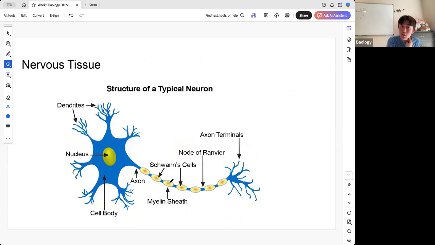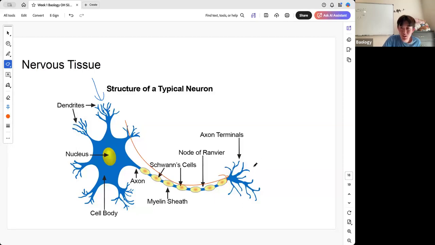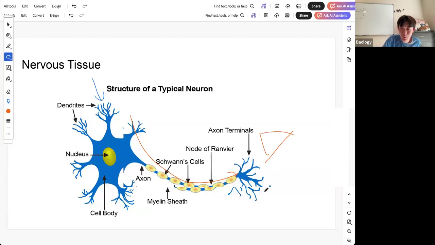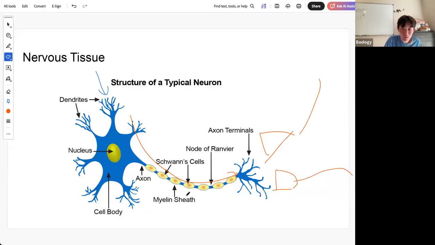Nervous tissue. We talked about this a bit before, but you have your dendrites, so the signals come in like this, and then it goes to the axons. This is where the other neurons will probably be. Okay, pop quiz.